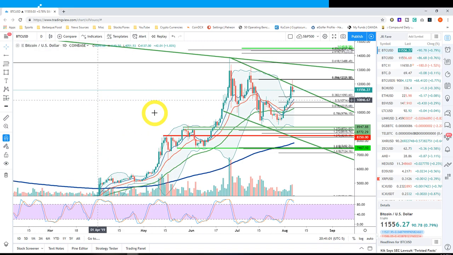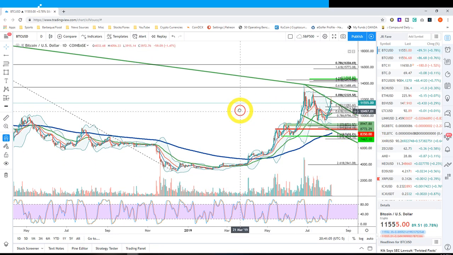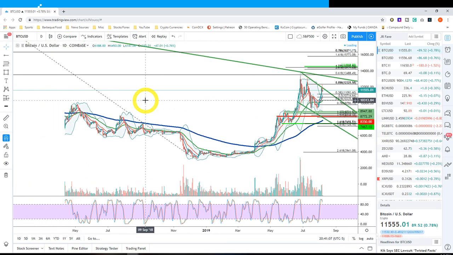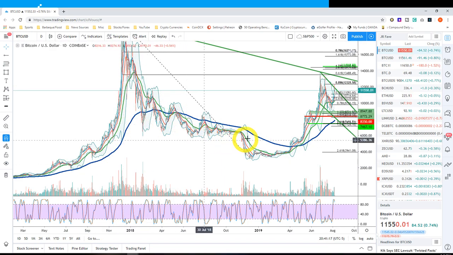That's why it's always good to go back and look at long-term stuff. Just scroll back a little bit. See what happened back in here before it made that move. Look at your moving averages. What are they doing?